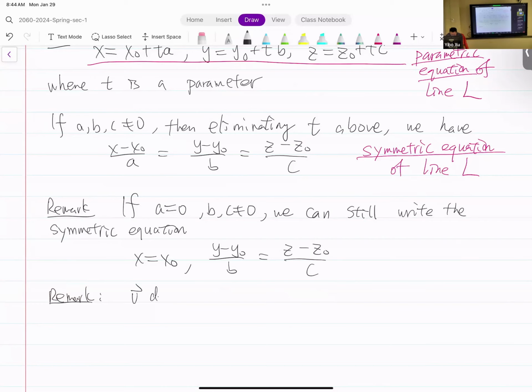So v describes the direction of the line L, and r0 describes a point on the line L.